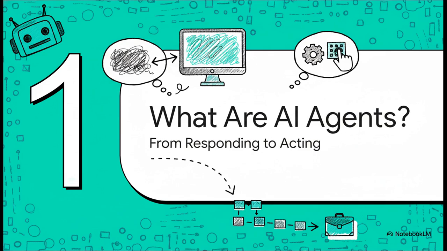A chatbot's job is to respond to you, usually with some text. But a true AI agent? An AI agent can act. It can go from just talking about a task to actually completing it in the real world.